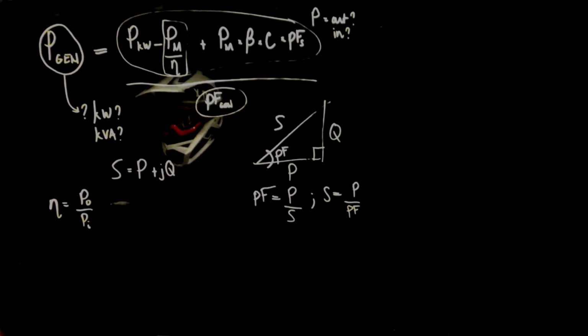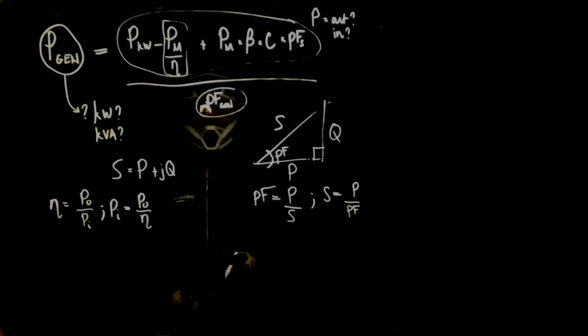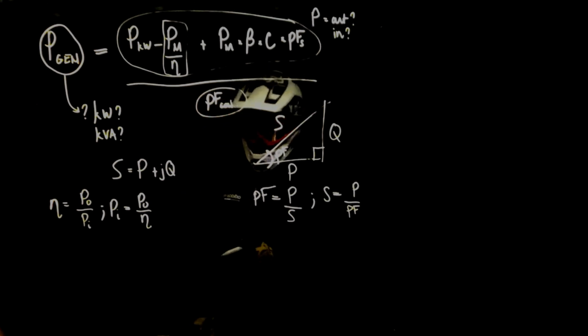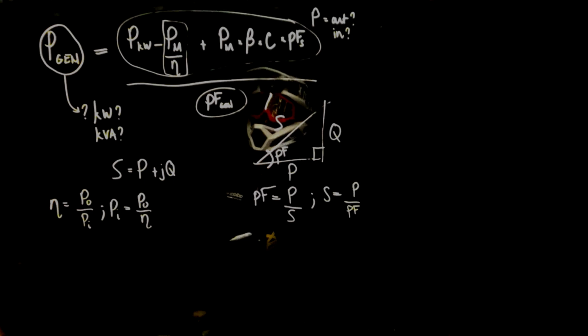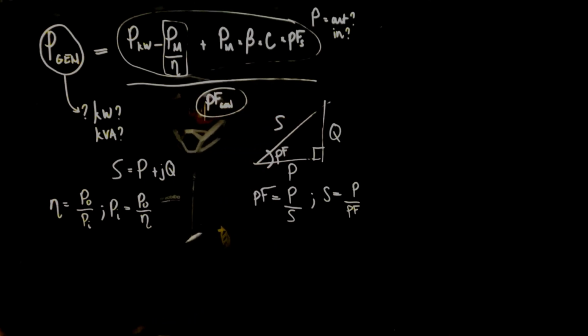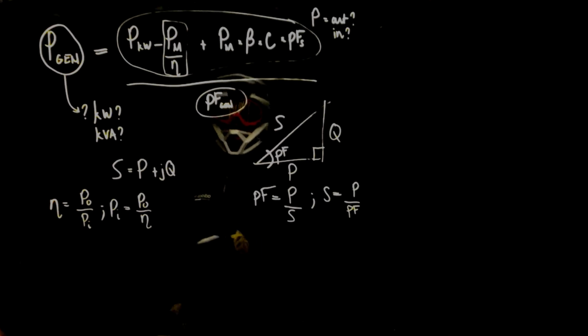So P in will be equal to P out over the efficiency. So this whole numerator thing here is your power input. I'm trying to revise this formula to make it more understandable in my own understanding, because the way it looks is a little bit weird.